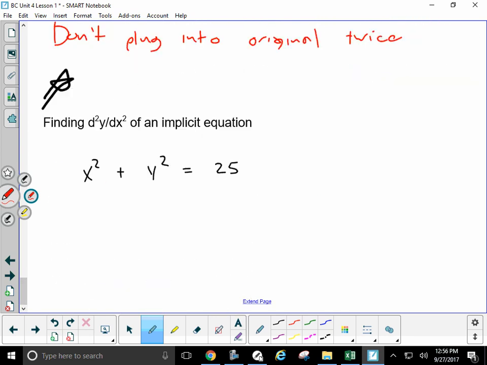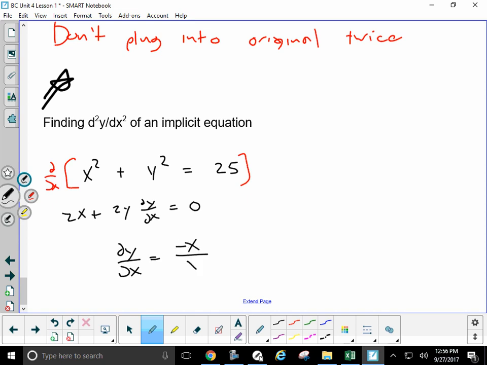And yes, there's concavity to these implicit equations. We can find an equation for the second derivative of this, and we can use it to look at the concavity. Let's go ahead and do it. Let's find dy dx.